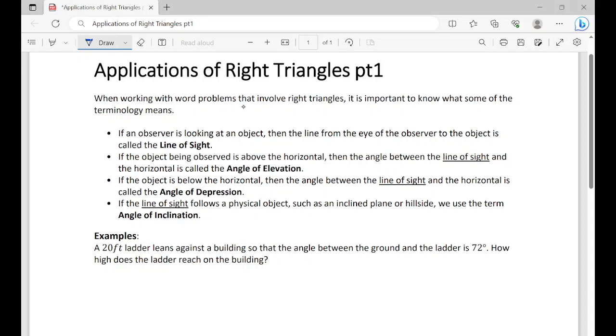When working with word problems that involve right triangles, it's important to know what some of the terminology means. Some of the terms they can use are line of sight, angle of elevation, angle of depression, or angle of inclination. If these are in the problem you're working with and you don't know them, it's going to make it hard to solve.